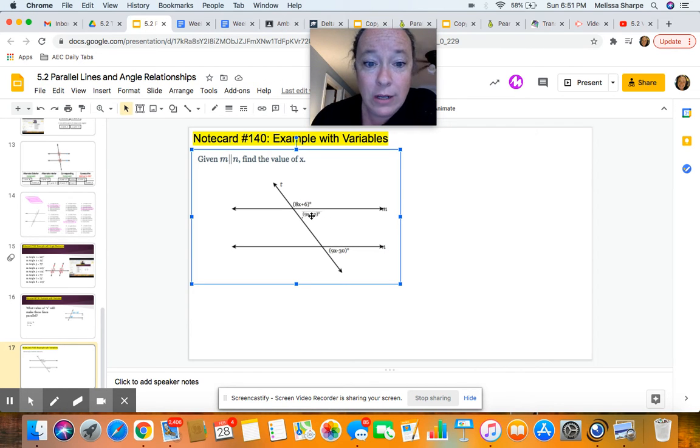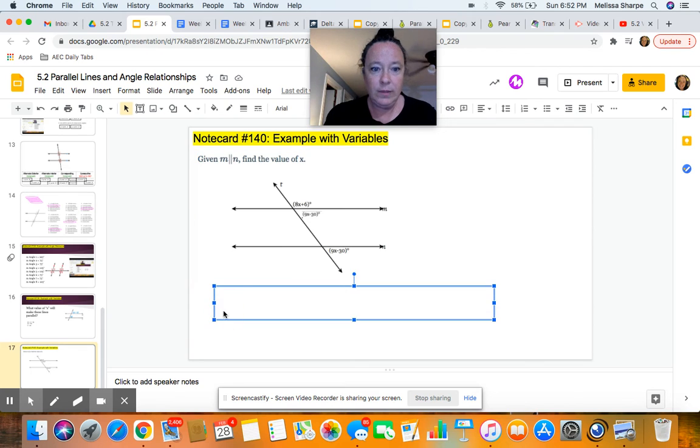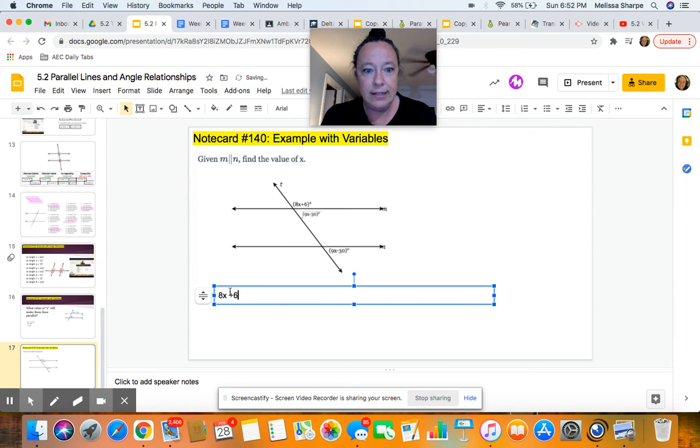Now these two are a linear pair. They make up a straight line if I look at it this way. So they are supplementary. So what I will do is I will say 8x plus 6 plus 9x, no, that's a minus 30. Minus 30 would have to equal 180, okay? Because I had to realize that I got to use something to get some information up here. So they're going to add together to equal 180.